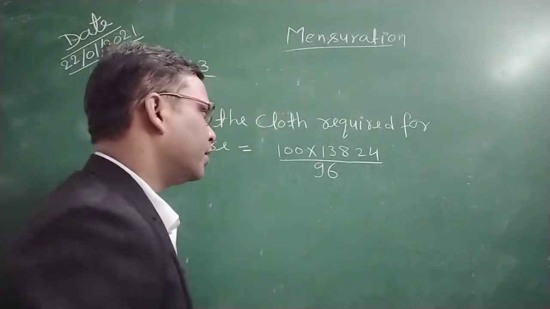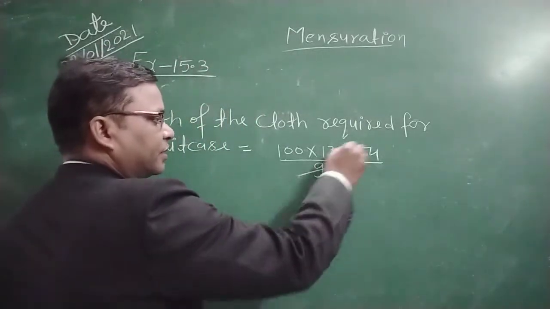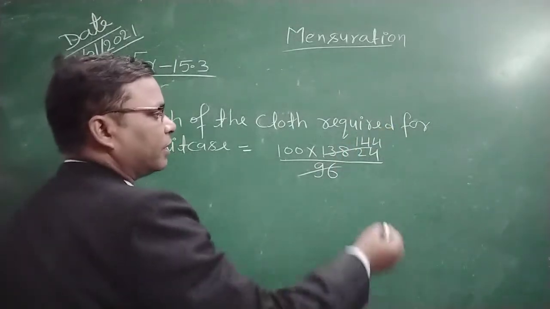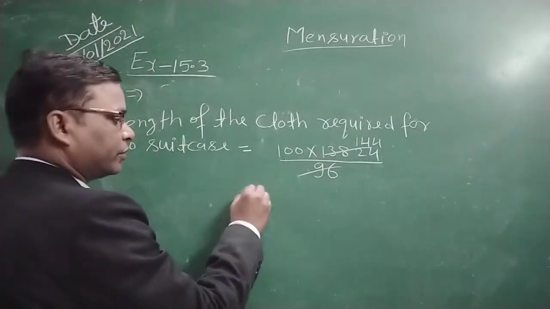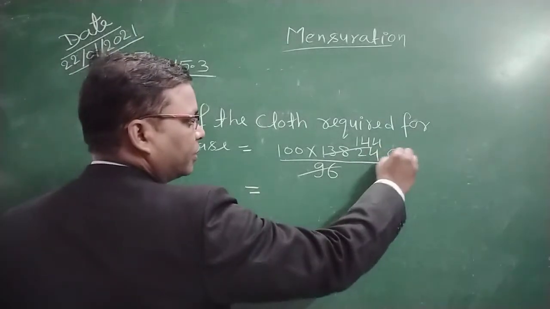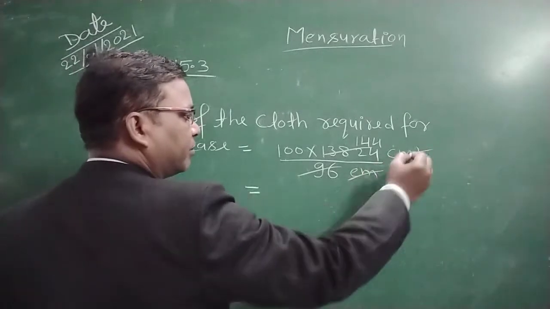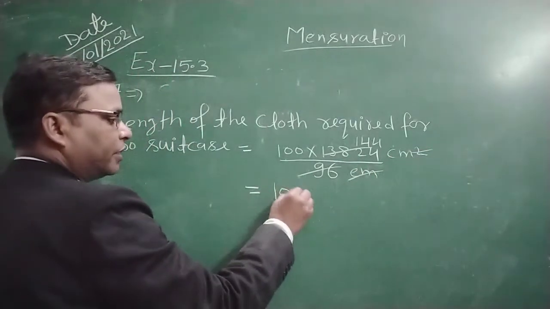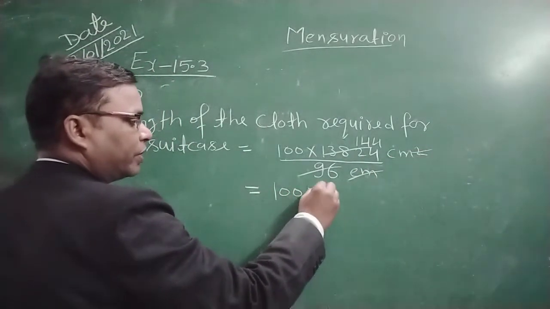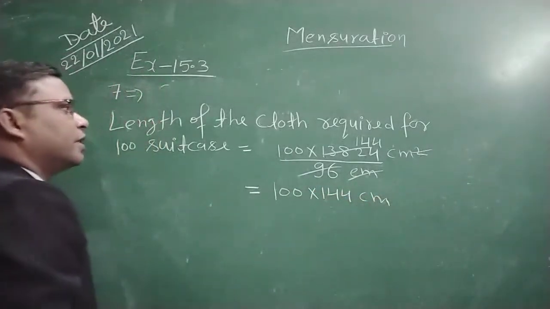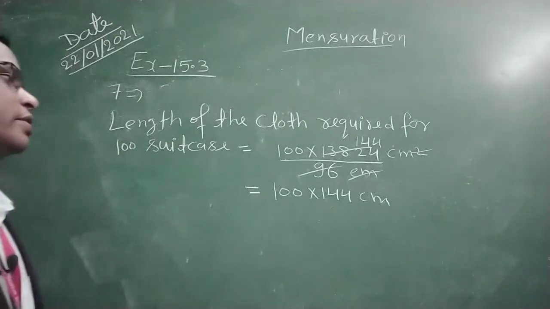Clear? Now if you cancel this, then you get 144. And this is equal to what? This is in centimeter square and this is in centimeter. If you cancel this, then you get centimeter. 100 into 144 centimeter. This is the length of cloth required for 100 suitcases.